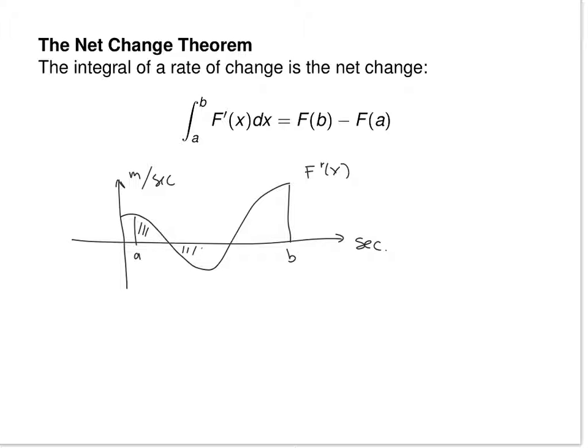If I were to add up all of these areas, this area down below the x-axis has the effect of canceling out some of the other areas, right? So the area under this curve will tell me how much my meters have changed, as opposed to how much distance I've traveled. Because the particle goes forwards, it goes backwards, and then it goes forwards again. So it tells you what the overall change is, but not if there was any back and forth in the middle.